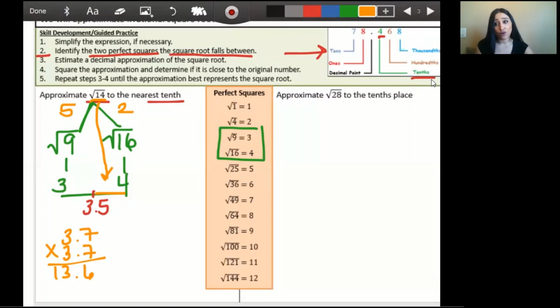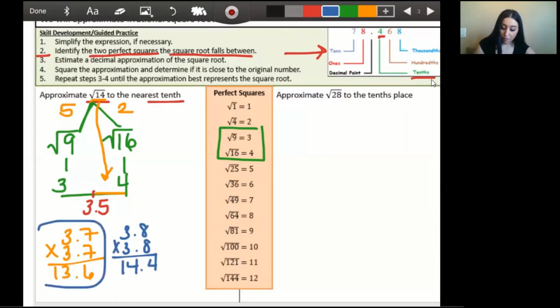And actually, I don't want to go over. So I'm going to try 3.8 times 3.8. And that leaves me with 14.4. At this point, I've gone a little over, so I'm just going to stick with 3.7. That's probably my best estimation or my best approximation.